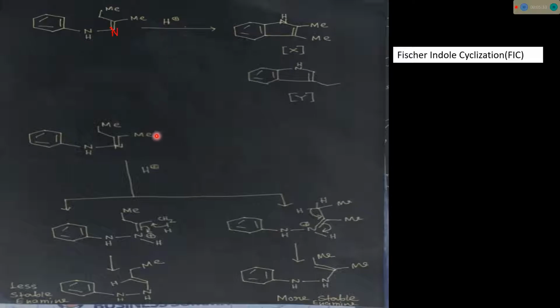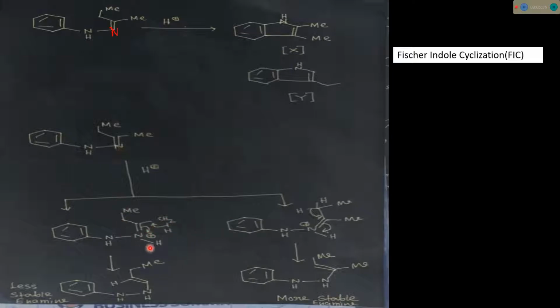Now see how the indole is formed. This is called Fischer indole cyclization. So this is the hydrazone in presence of H plus. First this nitrogen will protonate, and after that there are two ways to form the ene-hydrazine.